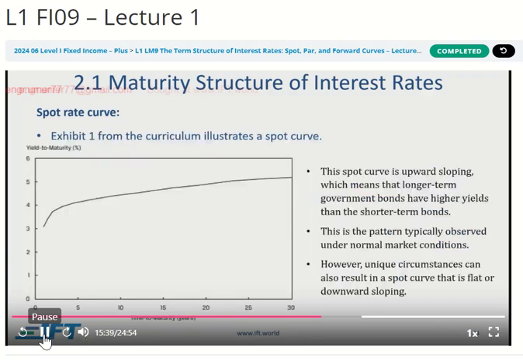And this exhibit coming in from your curriculum shows you that in normal circumstances what you have is this spot curve which is upward sloping, which means the longer term bonds have the higher yields, right? And this is usually observed in normal market conditions.